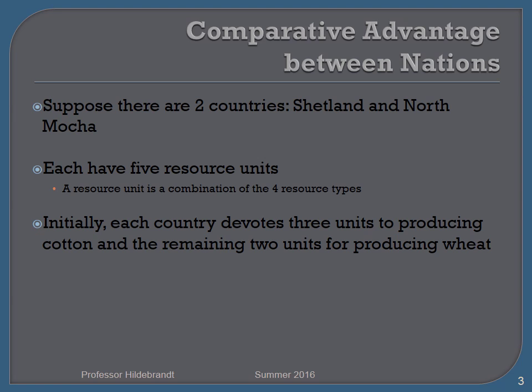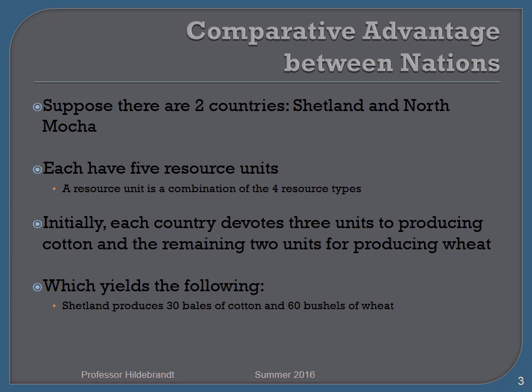We're going to start out and they're going to divide their resources evenly. Each country will put 3 resource units into producing cotton, and their remaining 2 resource units will produce wheat. This would yield the following. Shetland would produce 30 bales of cotton and 60 bushels of wheat. North Mocha would produce 15 bales of cotton and 40 bushels of wheat.